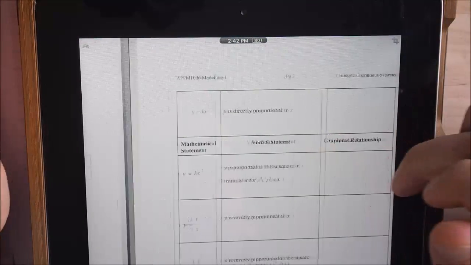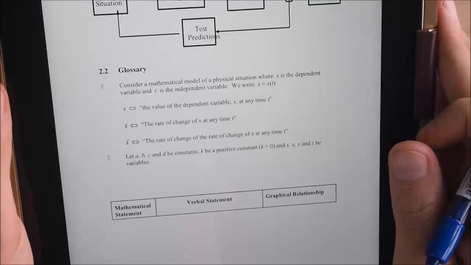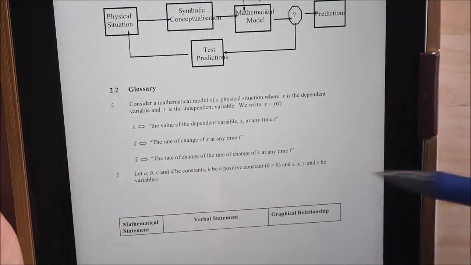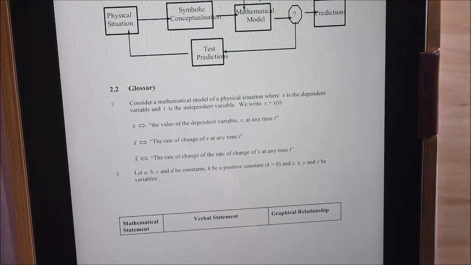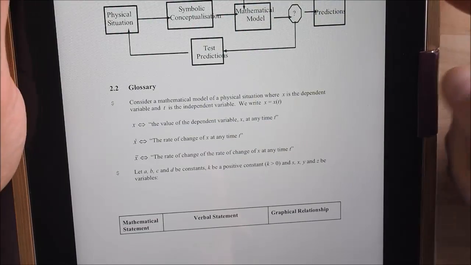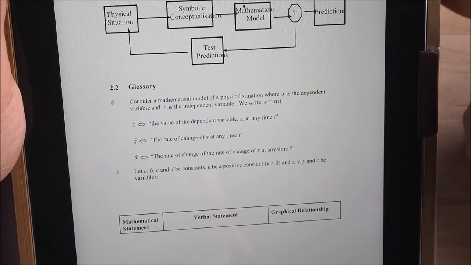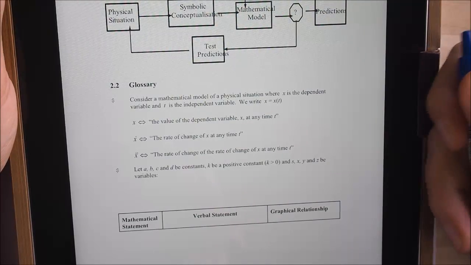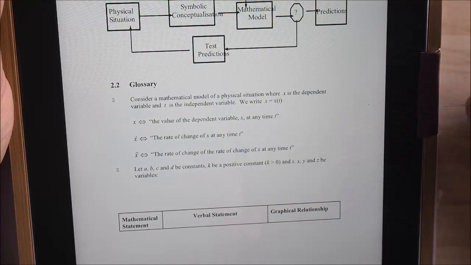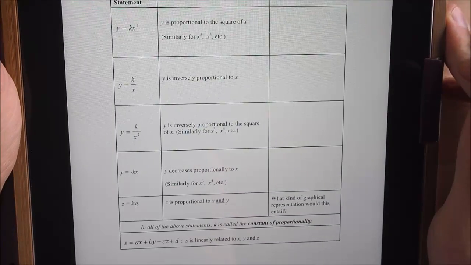So the next thing is basically developing the language around the maths. So here we have a glossary. So for example, x implies that the value of the dependent variable x, so x is a dependent variable at some time t, where t would be the independent variable. X dot would be the rate of change, so x dot we've seen that notation before, same as x prime or dx by dt. That would be the rate of change of x, so how fast is x changing with respect to time. X double dot would be the second derivative. And then we have some kind of constants. Okay, so you should see these kind of tables in your notes.